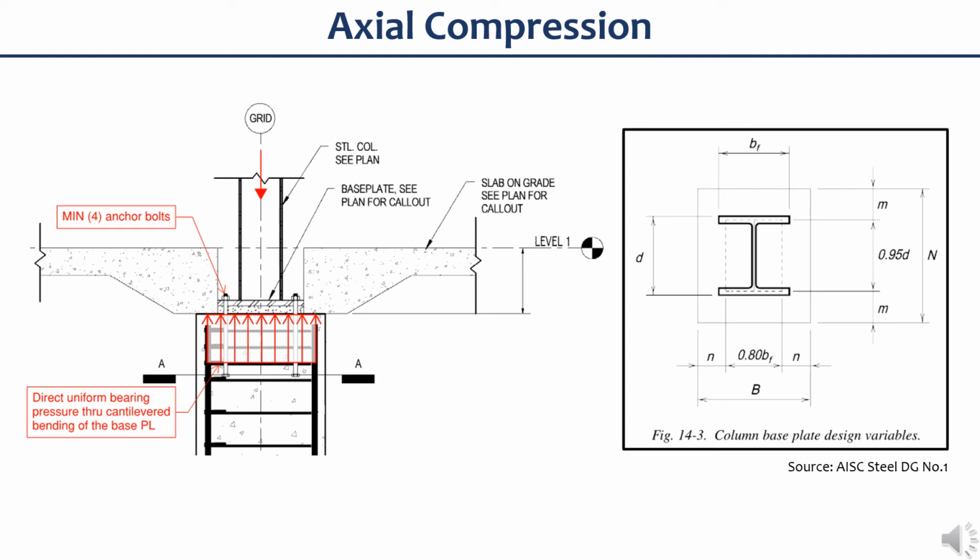If you are designing for base plate that is gravity loaded or compression only, you only need a minimum of 4 anchor bolts. The base plate is designed assuming a direct uniform bearing pressure and through cantilevered bending of the base plate. Now the image on the right side shows the typical design variables of the base plate.